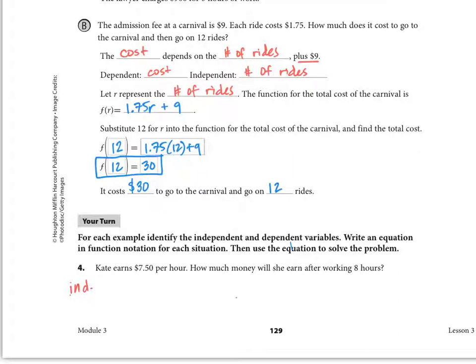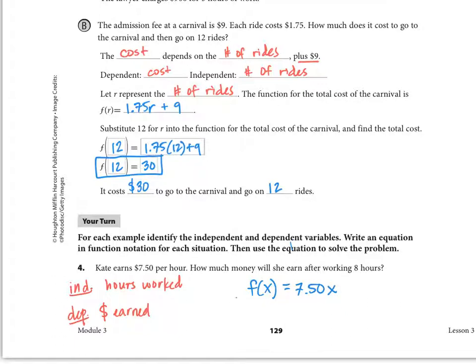So for number 4, we want to identify the independent variable and dependent variable. The dependent is the cost, because the cost is going to depend on the hours, and actually they don't say cost. It's the money earned that is going to depend on the hours worked. So remember that the dependent variable is going to be our f of x. So this is our dependent. Remember, this represents money earned. The money earned is going to be $7.50 times the number of hours worked.